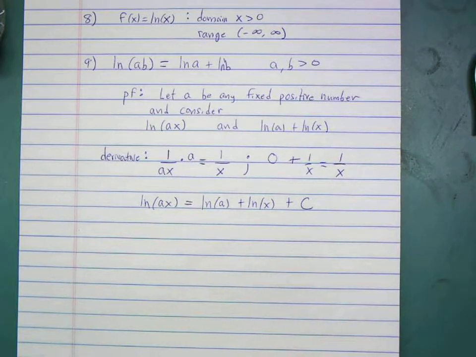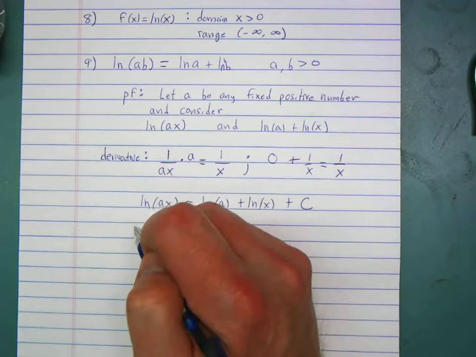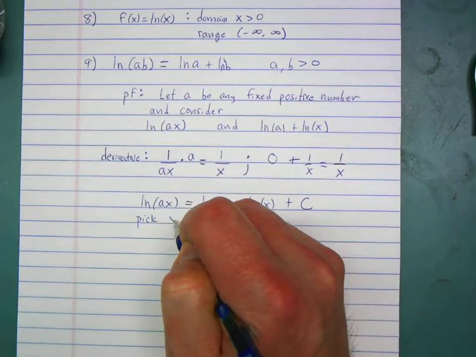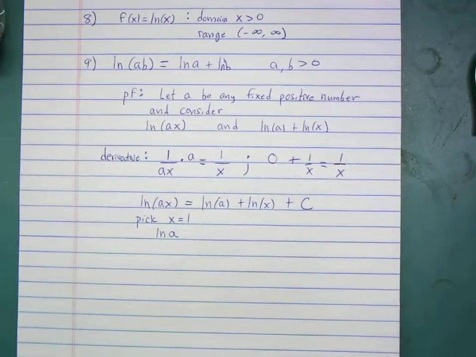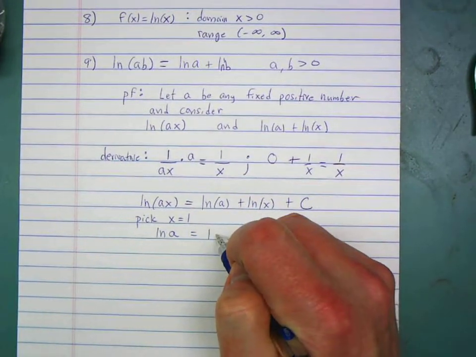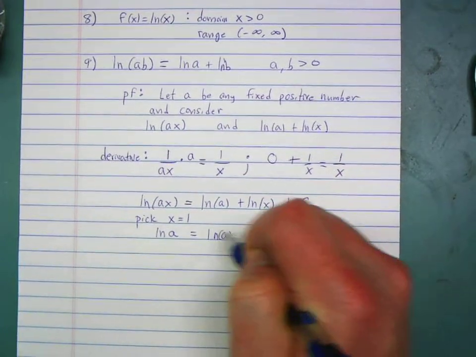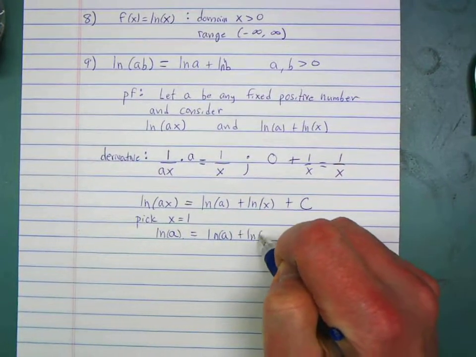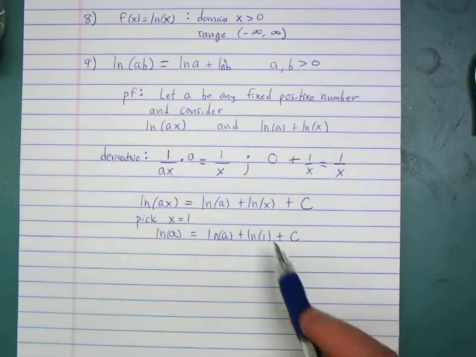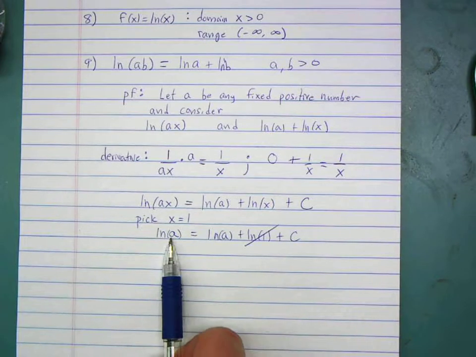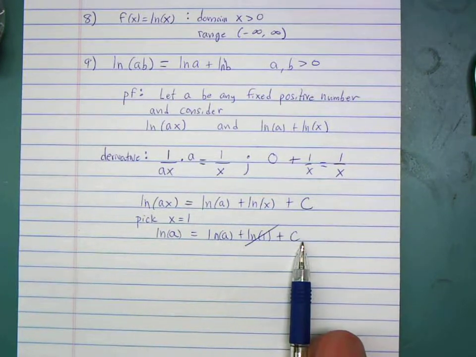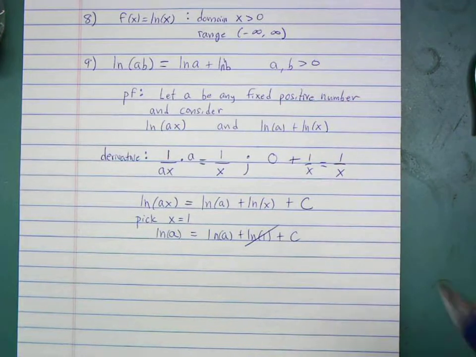All right, so I'm going to pick my favorite number in the world now for x. 1. Okay, so pick x equals 1. On the left-hand side, I would have ln of a. On the right-hand side, I would have ln of a plus ln of 1 plus c. However, what's the ln of 1? 0. So ln of a has to equal ln of a plus some number. For that to be true, what does that number have to be? c has to be 0.